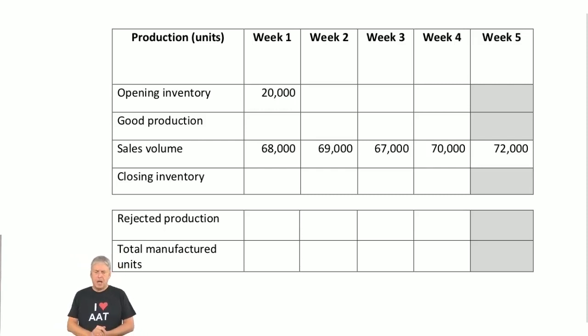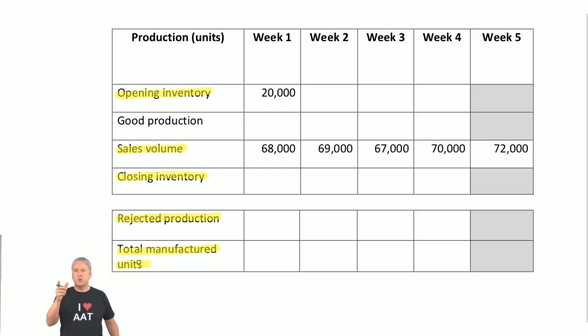Well, okay. What do we have to fill in? We're given our opening and closing stocks here, opening inventory and closing inventory. We're given the sales volume, and then we're given rejected production and total manufactured units. So we're making a distinction between, I suppose, good production, the units that are not defective anyway, and the total units that we would have to manufacture to achieve that.